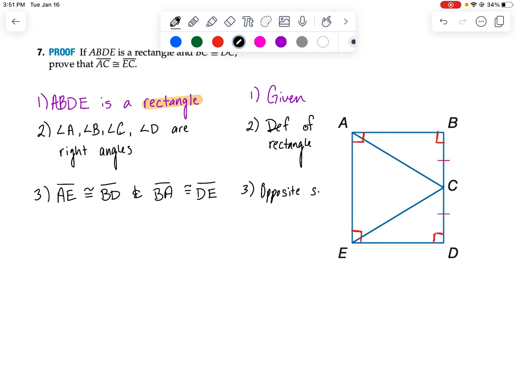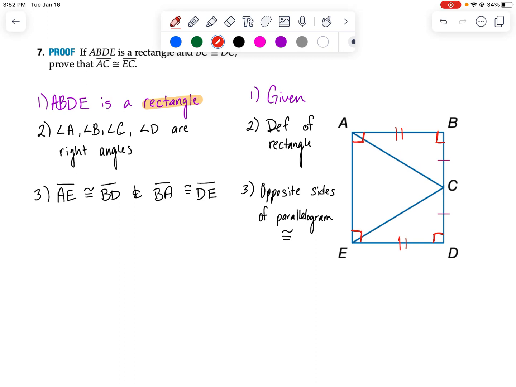That's because the opposite sides of a parallelogram are congruent. We learned that from earlier, whatever that theorem was. So let me mark that in. And I'm trying to prove that AC is congruent to EC.